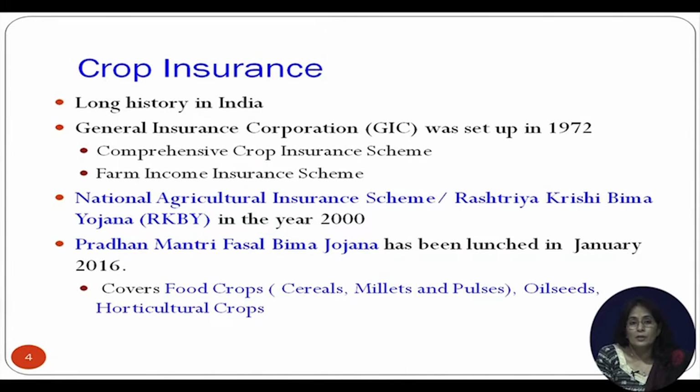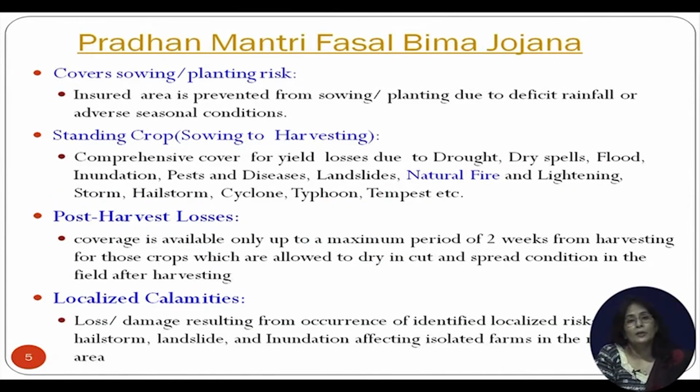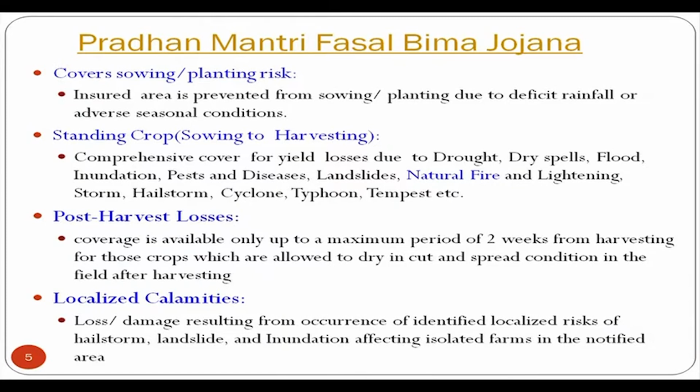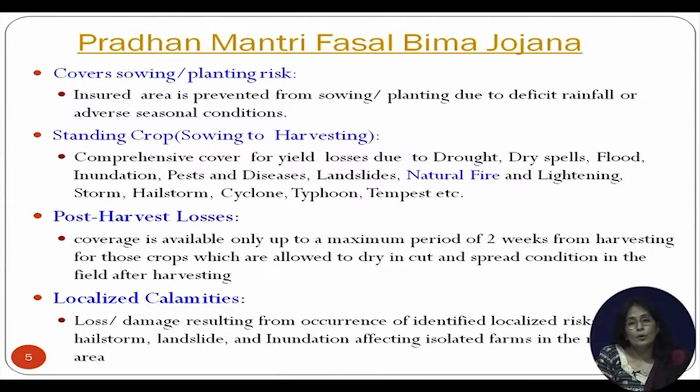So this Pradhan Mantri Fasal Bima Yojana is a very comprehensive insurance plan. It covers all the risks a farmer faces, from the sowing or planting period to the risks faced by the standing crop, that is, during the sowing to harvesting period. So when the standing crop is in the field, if there is any natural calamity, drought, dry spell, flood, etc., this insurance is going to cover it.